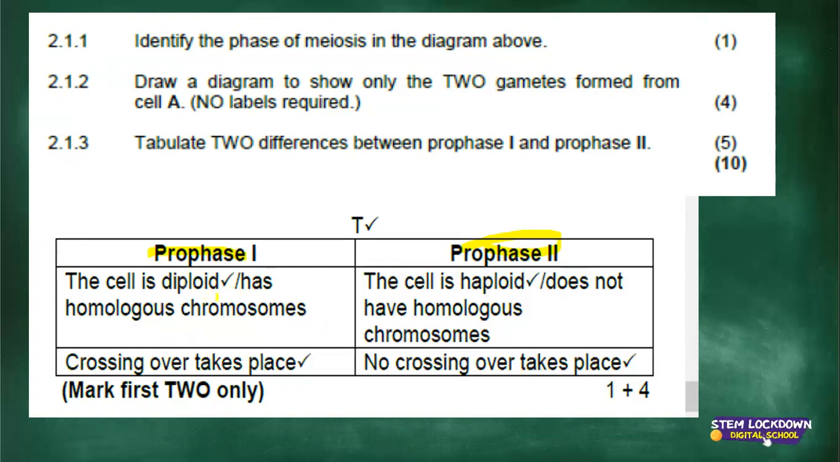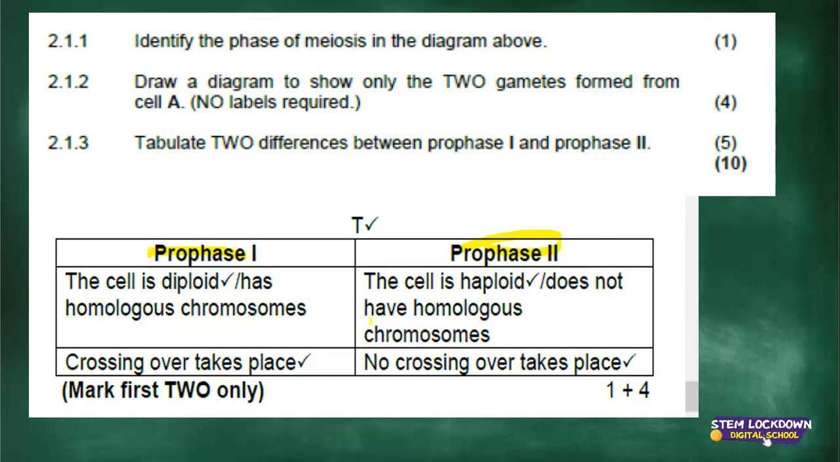When you're speaking about the diploid cell, then you need to also compare the same thing in prophase 2. You're comparing, you're not just writing facts about them, you are comparing between prophase 1 and prophase 2. The second one is crossing over takes place in prophase 1, but in prophase 2, there is no crossing over that takes place. Now you have written two differences, right? 1, 2, 3, 4. You get a mark for each difference you note down. Then you'd get another mark for what?